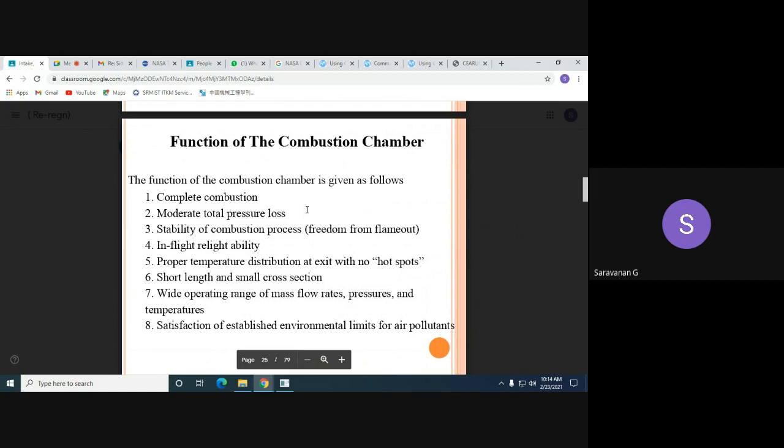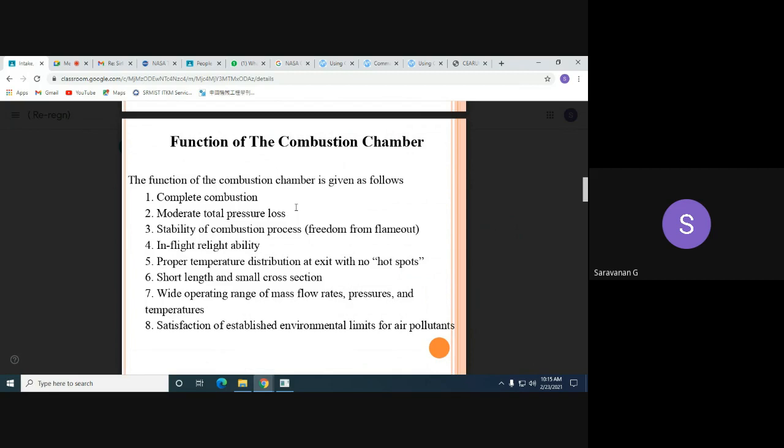Then temperature distribution should be proper at the exit, with no hot spots at the end of the combustion. The length should be short, and it should be small in size, in length and diameter. Similarly, it needs a widespread operating range of mass flow rates, pressures and temperatures. That is another requirement of the combustion chamber. It should also be free from environmental air pollutants, meeting the certification of established environmental limits of air pollutants.